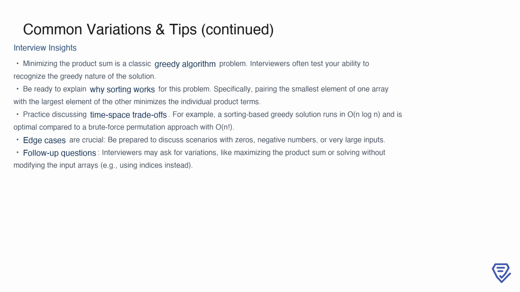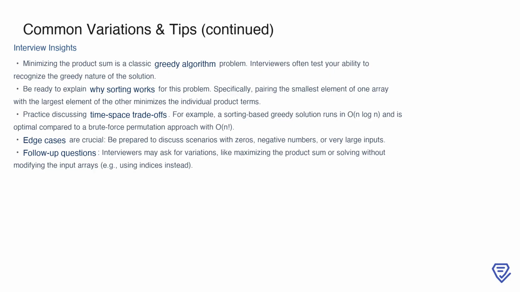Minimizing the product sum is a classic example of a greedy algorithm problem, and it's often used in interviews to test your ability to recognize and implement greedy strategies. One key aspect to articulate is why sorting works for this problem. Specifically, explain that pairing the smallest element of one array with the largest element of the other minimizes each individual product term, which leads to the smallest overall sum.